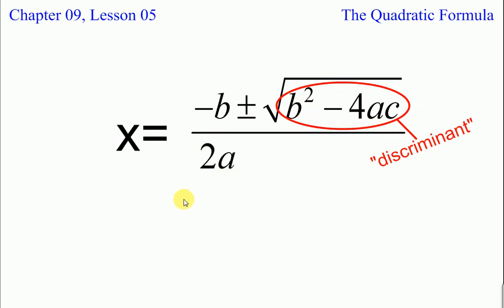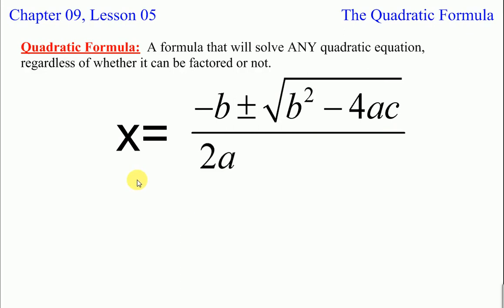Okay, and from Mr. Renault, I learned a little tune to help you memorize that, and it goes to Pop Goes the Weasel. So that goes like this. X equals negative b plus or minus square root b squared minus 4ac all over 2a.